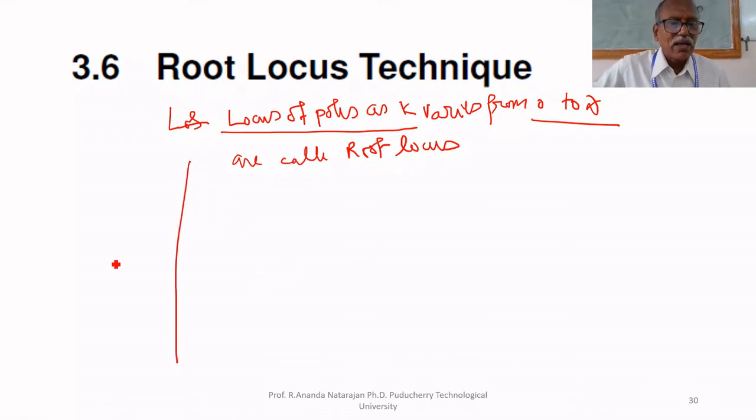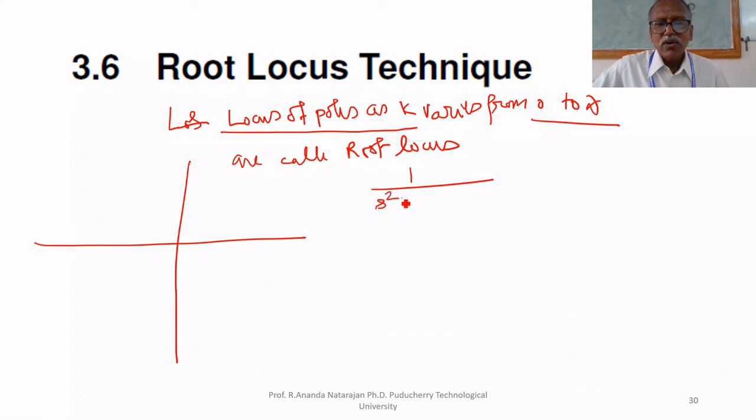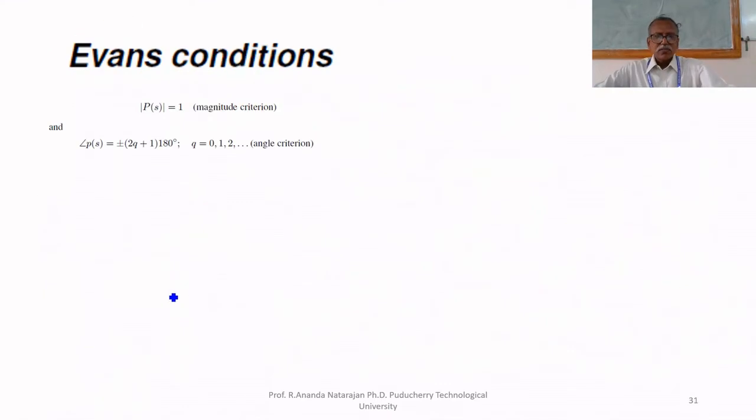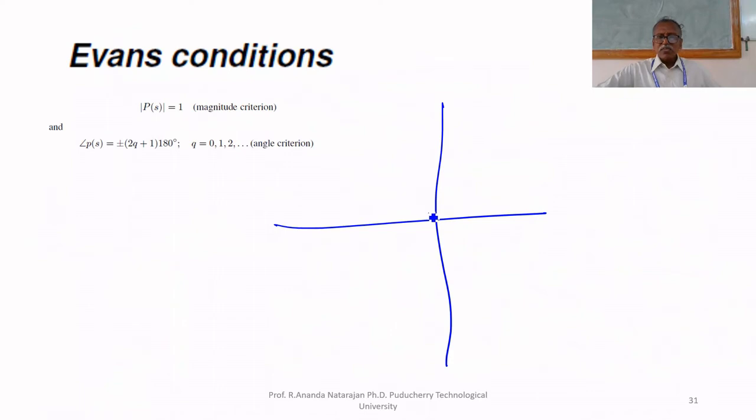For example, I am having a second order system: 1 upon s square plus 2 zeta omega n s plus omega n square. These are all the poles of the open loop system, or let us take this as closed loop T of S. What is the open loop transfer function of this? If you are taking a second order system, it is a type 1 system. That's why one pole is here, another pole is here.